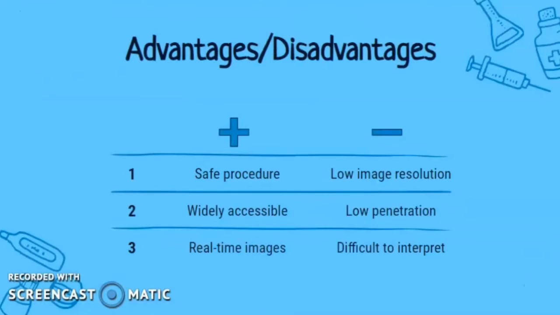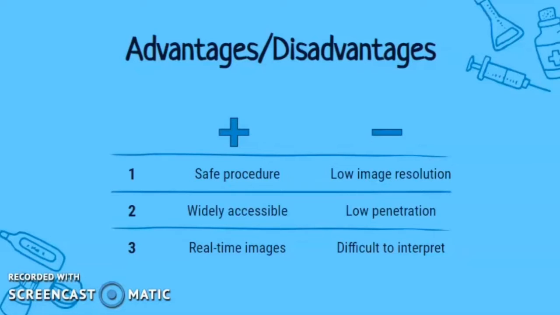Next, the advantages and disadvantages of the ultrasound machine. For the advantages, let's start with safe procedure. It is safe because patients are not exposed to ionizing radiation, and this makes it a safer procedure compared to X-ray and CT scans. There are no known harmful effects if it is properly used as prescribed. Next, it is widely accessible compared to other methods of capturing imagery because it is a less expensive and faster imaging procedure. The ultrasound machine is also capable of producing real-time images of soft tissue or organs, which will enhance the diagnostic and treatment process.